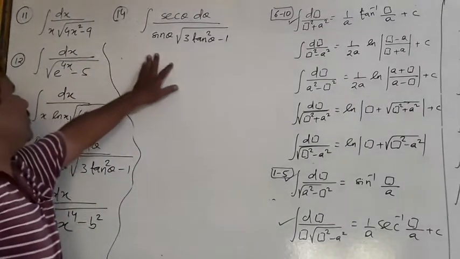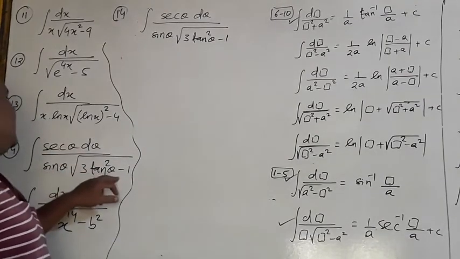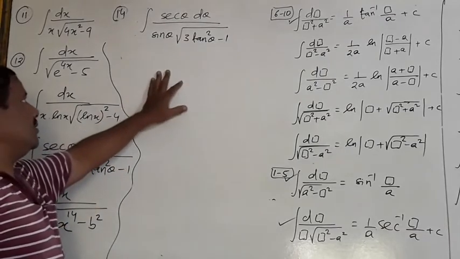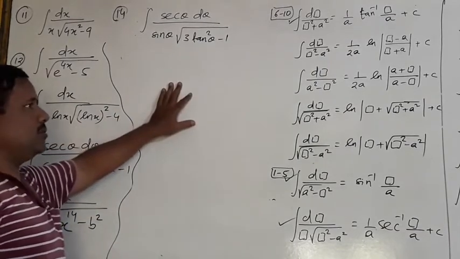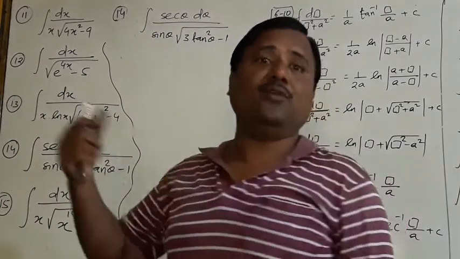Look at number 14. It is sec theta d theta by sin theta root 3 tan square theta minus 1. Now I am going to solve this problem. No, pause it. First you should do it. Then observe what I am doing.